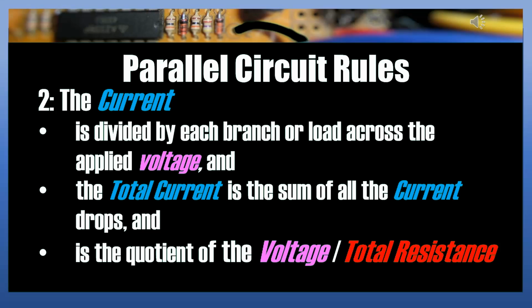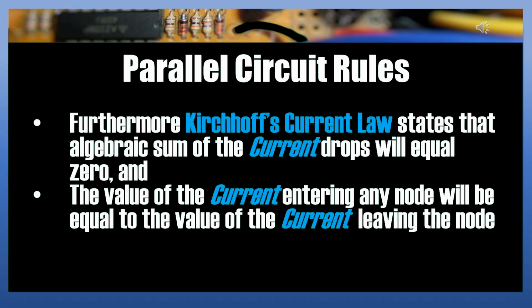Number 2. The current is divided by each branch or each load across the applied voltage, and the total current is the sum of all the current drops and is the quotient of the voltage divided by the total resistance. Furthermore, with respect to current, Kirchhoff's current law states that the algebraic sum of the current drops will equal 0, and the value of the current entering any node will be equal to the value of the current leaving the node.